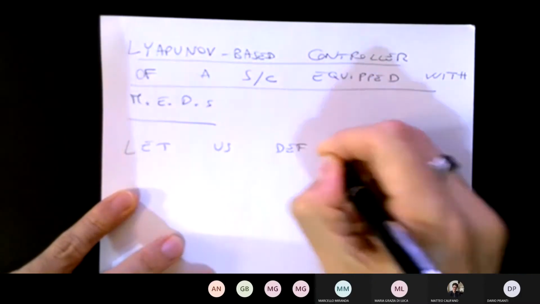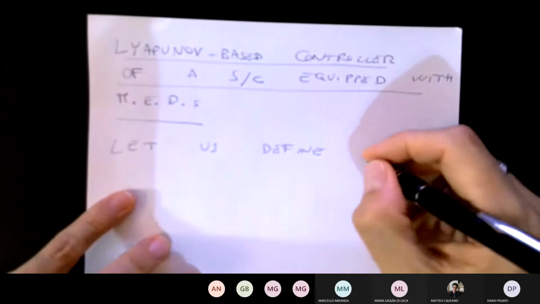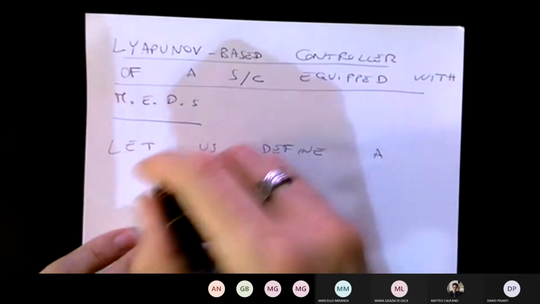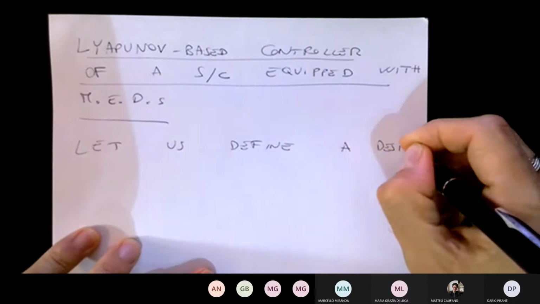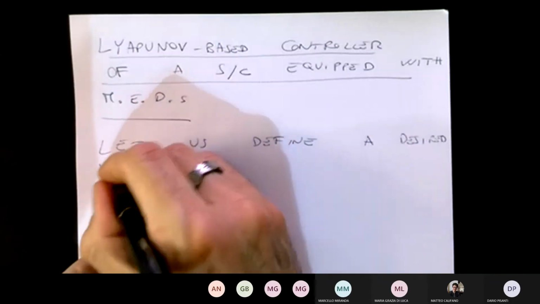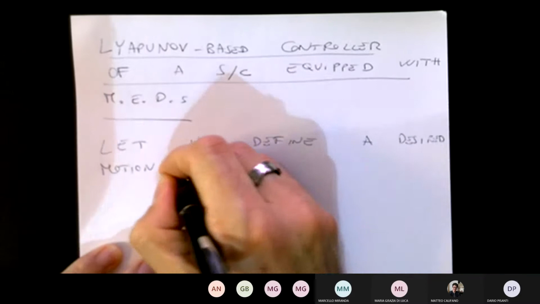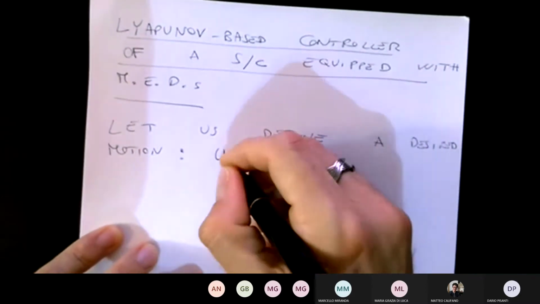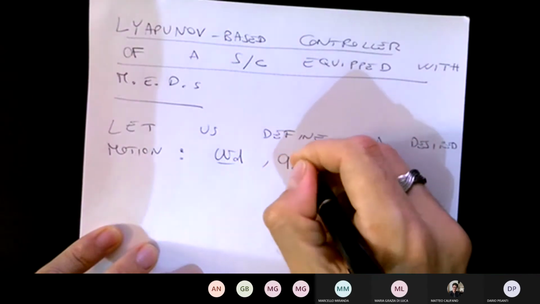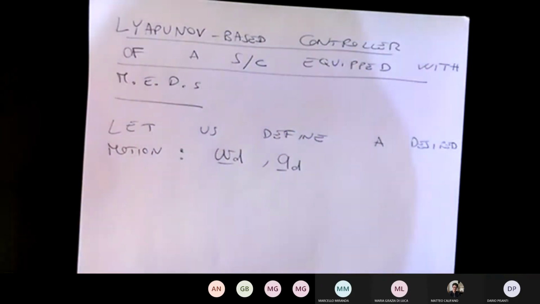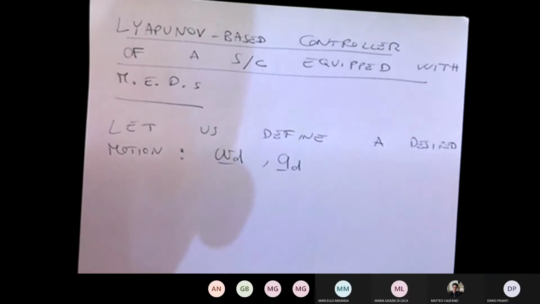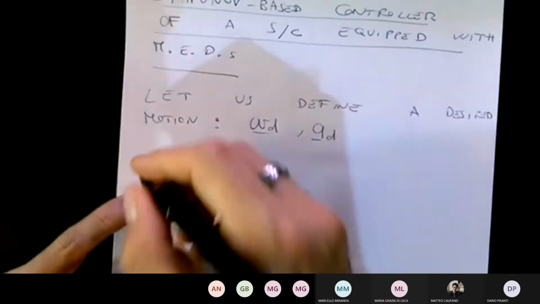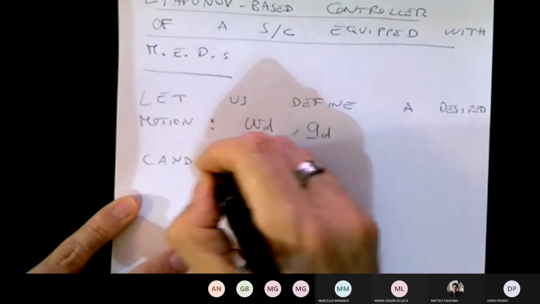So let's say that we define some desired motion, and I call that omega desired and Q desired, exactly like we've done yesterday. You have a desired quaternion and a desired angular velocity that goes with it. Okay, my candidate Lyapunov function, I'm going to start from there.